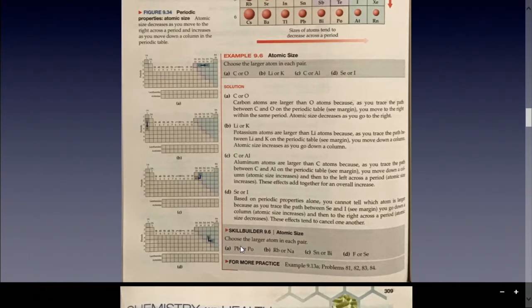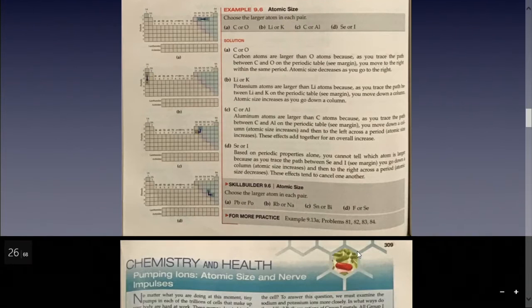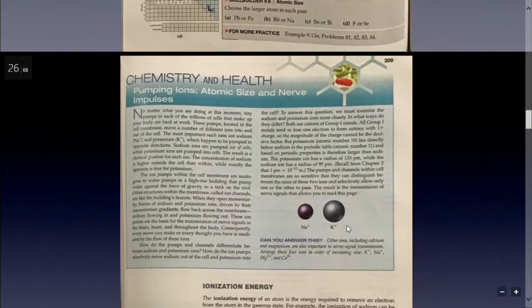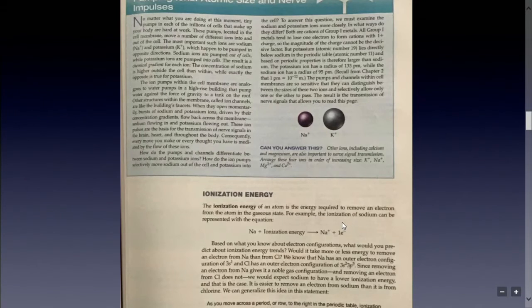So do Skill Builder 9.6 as some practice if you want, or you can jump straight to the homework problems I assigned you. I think I gave you a few on atomic size.